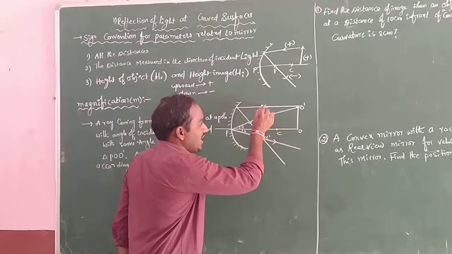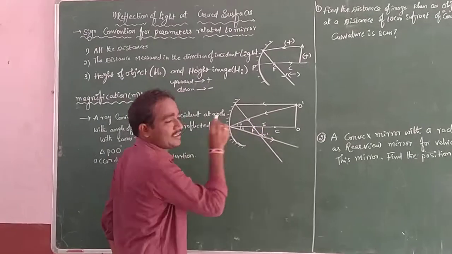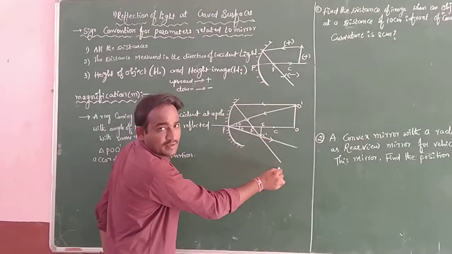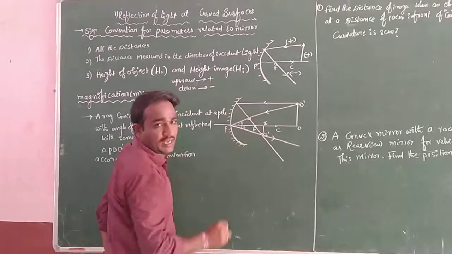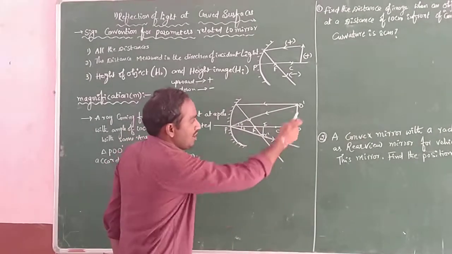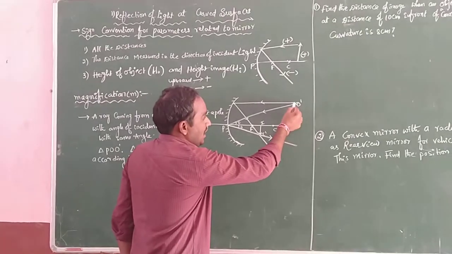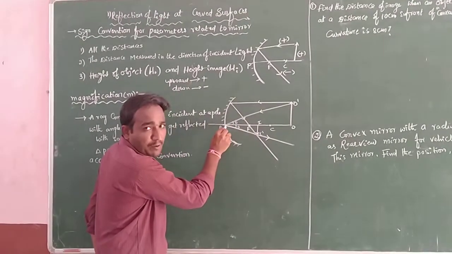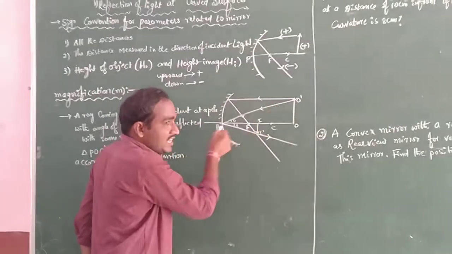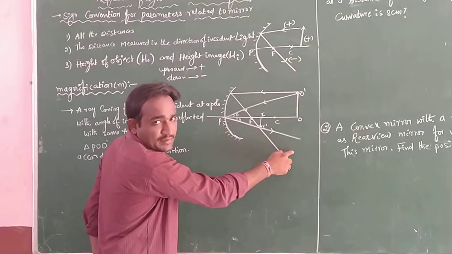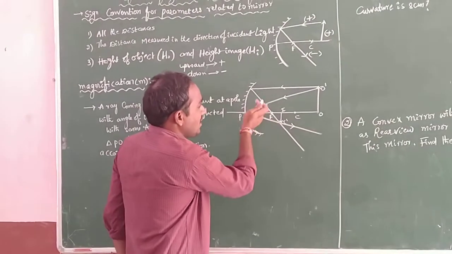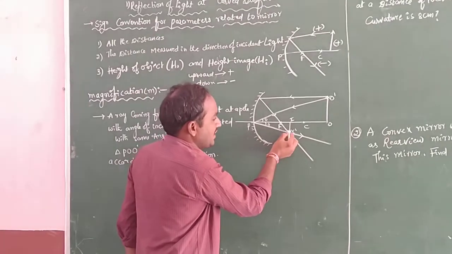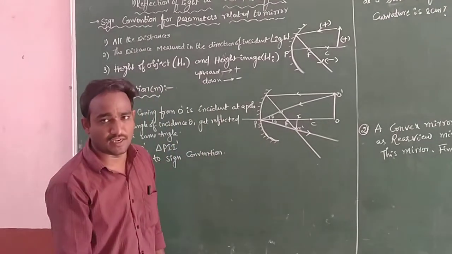How is it an incident ray? It is parallel to the principal axis. Every incident ray will get reflected, so the reflected ray passes through the focal point. And here is another incident ray that strikes a specific point, the pole. Every incident ray will get reflected. These two reflected rays have their intersection point here.